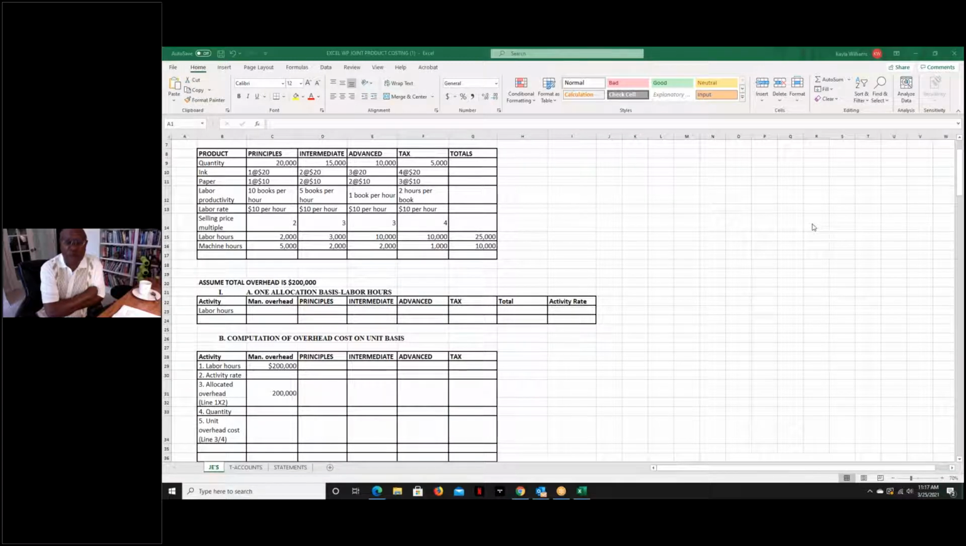Okay, so let's go all the way. So here you see the assumptions, okay? And we have 4 products. And the first thing that you all were to do was to just come down and order. You do your allocation, get in your activity rate and your POR. Then you compute the overhead cost on a unit basis for each item. And so I guess we start with principles 1.